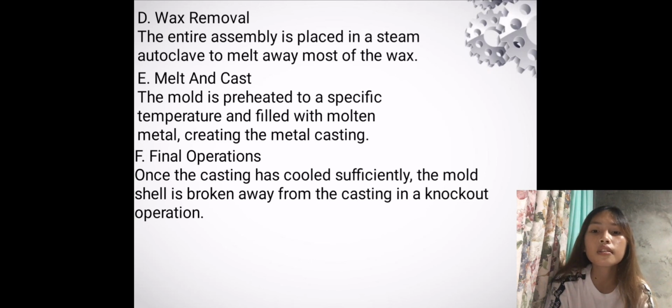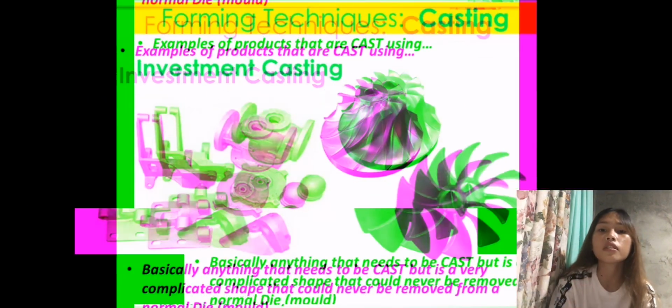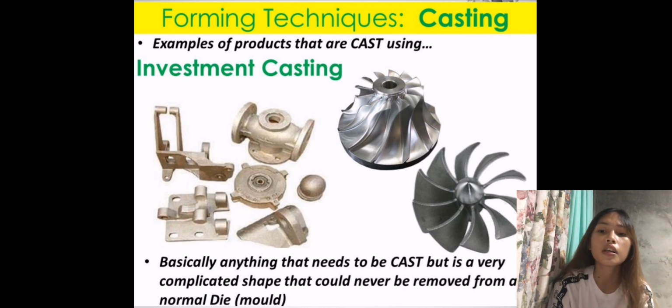Once the casting has cooled sufficiently, the mold shell is broken away from the casting in the knockout operation. These are examples of products that are cast using investment casting. Basically anything that needs to be cast but has a very complicated shape that could never be removed from a normal die or mold.